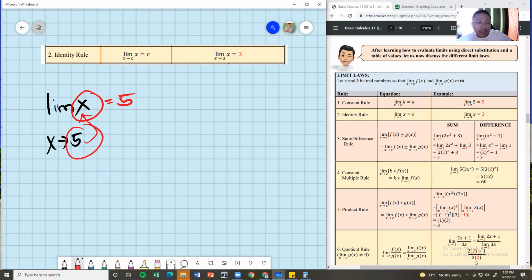Okay? One more. Let's make it a little more difficult. The limit of x as x approaches 1,000. What do you think is the answer? Type the answer in the chat box, please. Okay? Very good. 1,000. As simple as that. That's the value for your limit. Can you follow? Oh, simple. Very good. Show me a reaction, please, based on how you understood the second rule.